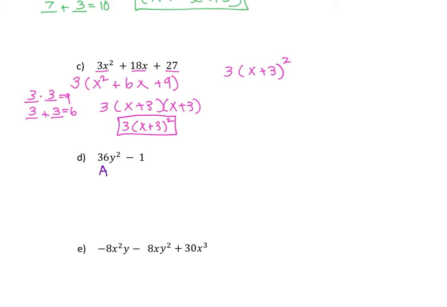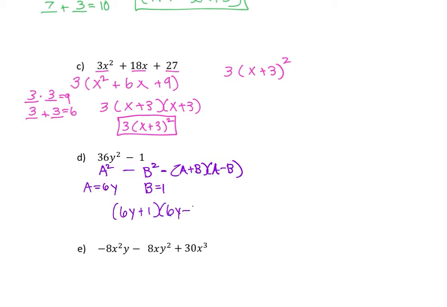So this is going to be the formula a squared minus b squared equals a plus b times a minus b. So my a is going to be 6y and my b is going to be 1. That gives me 6y plus 1 times 6y minus 1. And there we go.